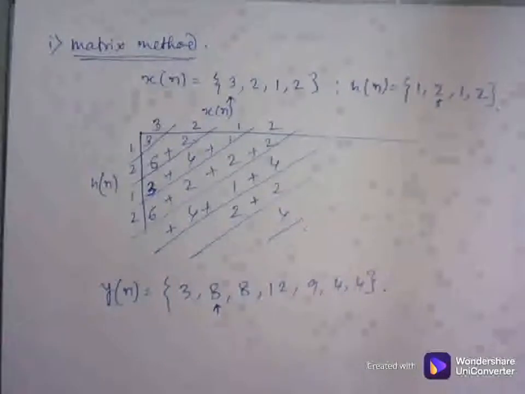If a convolution related problem carries less than 3 marks, that means 1 or 2 marks, then you can use this matrix method. But if the convolution related problem carries more than 3 marks, you have to use the conventional method.